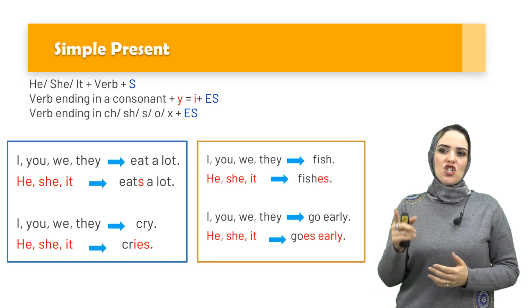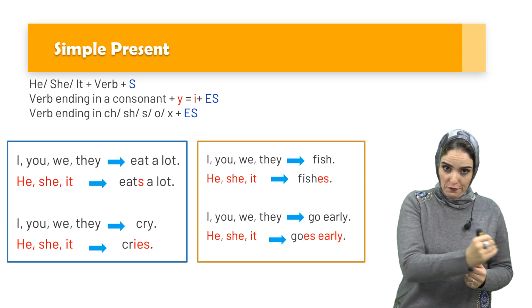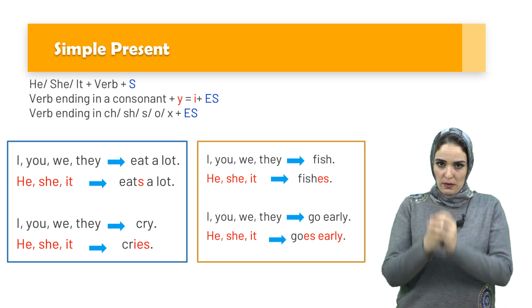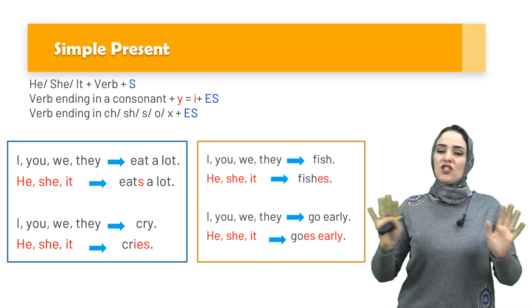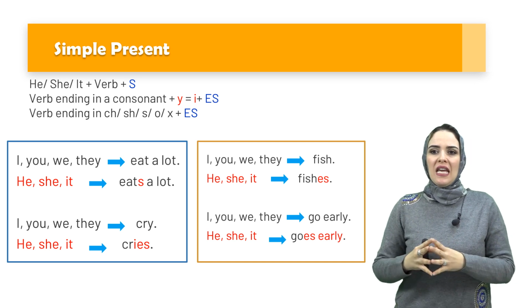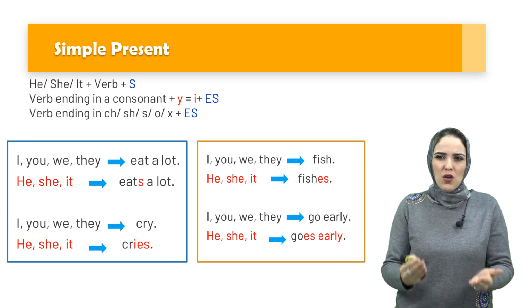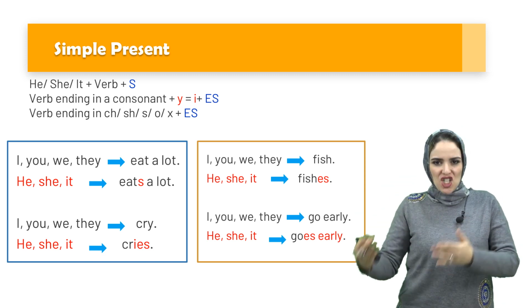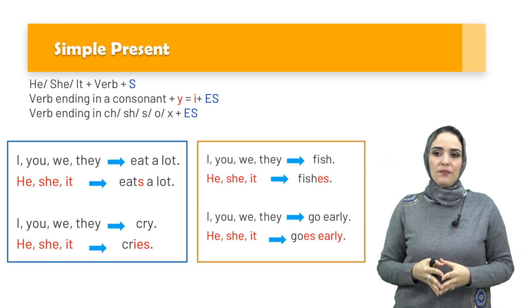Now, SH, fish. There is the animal, the fish, and there is the action of fishing, the verb to fish. I, you, we, and they fish. No changes. He fishes. So we add an E to help us pronounce correctly. It's impossible to say he fish. He fishes. ES. All right?